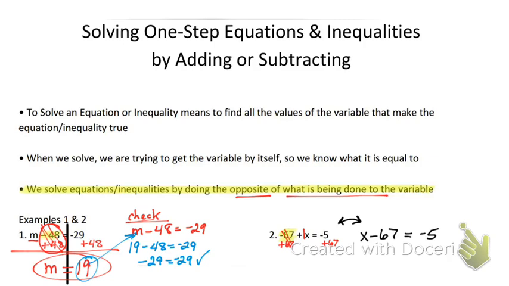The negative 67 and the positive 67 cancel out and become 0, so it's gone because there's 0. You're left with your x here on the left side of the equation, and on the right side of the equation you simply have negative 5 plus 67, which leaves you with a positive 62. Final answer, x equals 62. In both of these one-step equations, I had to add something to both sides to balance the equation.